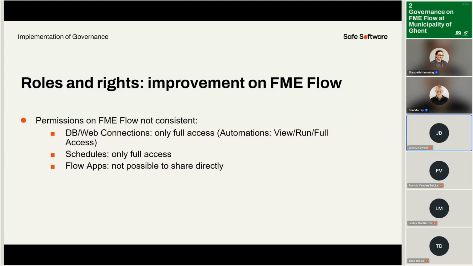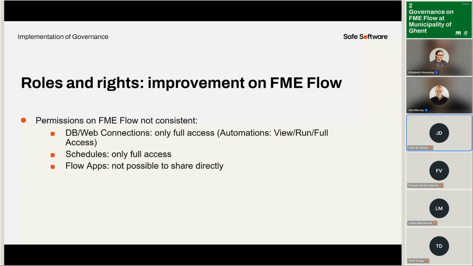During the project, we noticed that permissions on FME Flow were not consistent. We noticed on database and web connections, you can only grant full access or no access. Unlike with automations, where you can choose from view, run, or full access. For us, it would be a better option. You could, for example, give read access to database and web connections, so our users can use these connections, but they cannot change them.